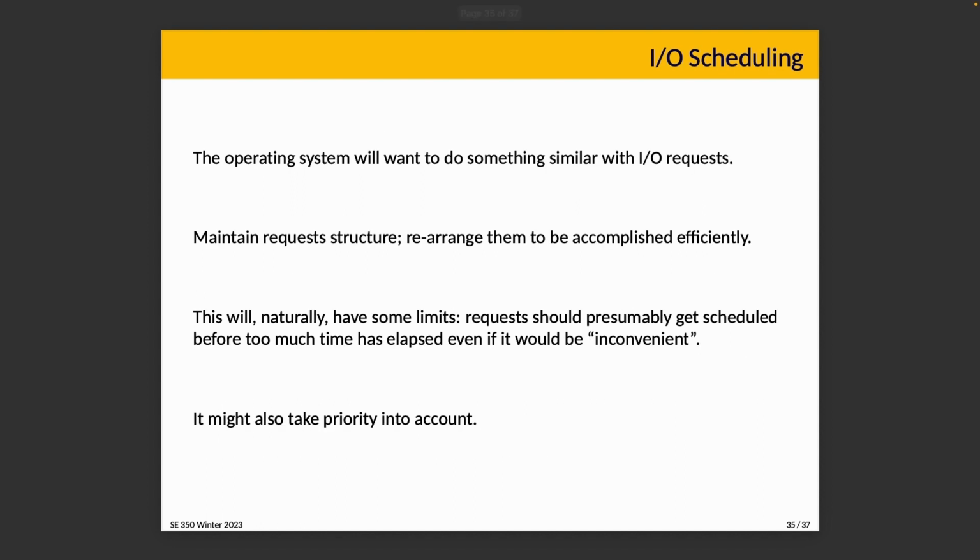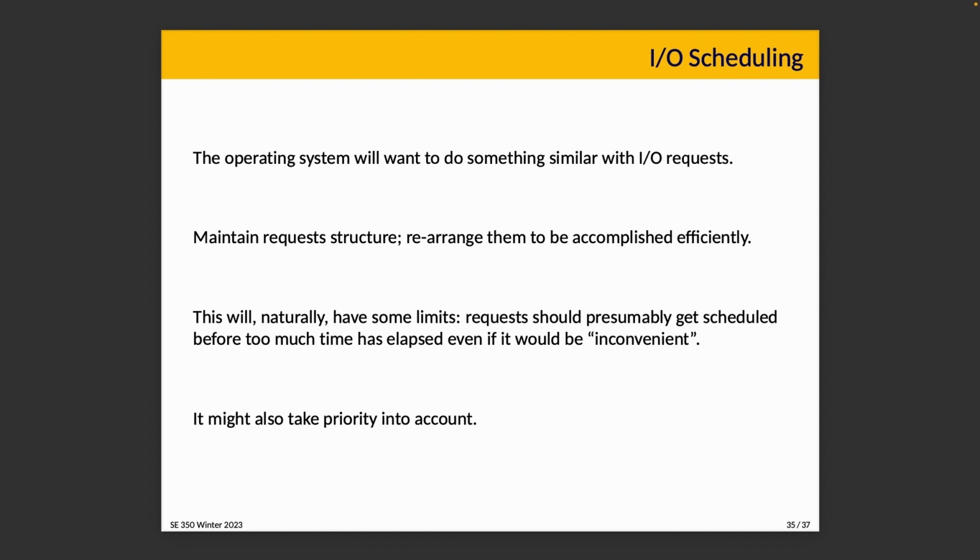So the operating system will want to do something with I/O requests to try to make them as efficient as possible. And so this may require rearranging some things. It might require doing them in a different order than had originally been foreseen. That's fine, as long as some request structure is maintained so that you have an idea of what requests are present, and when you intend eventually to do them, this is going to work.